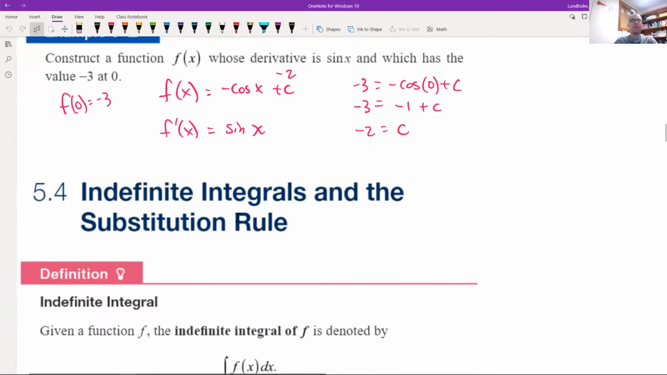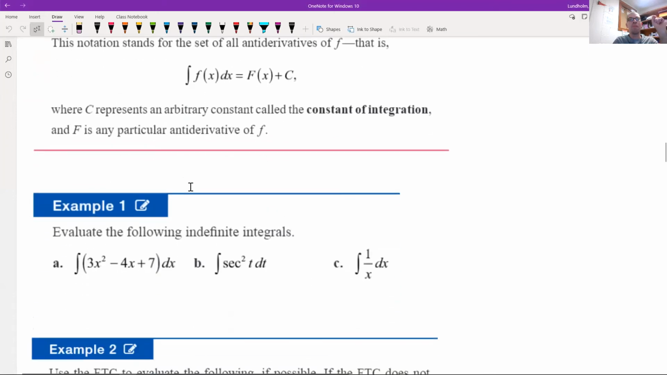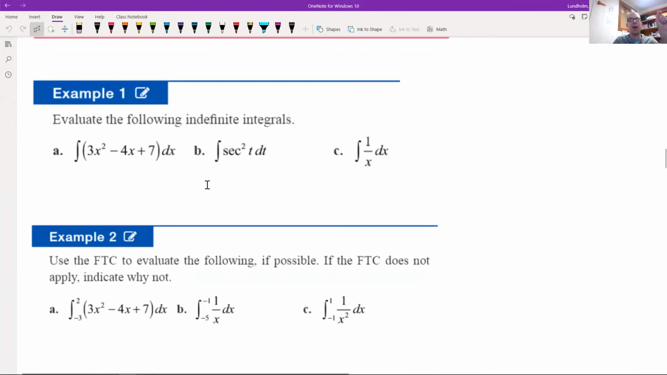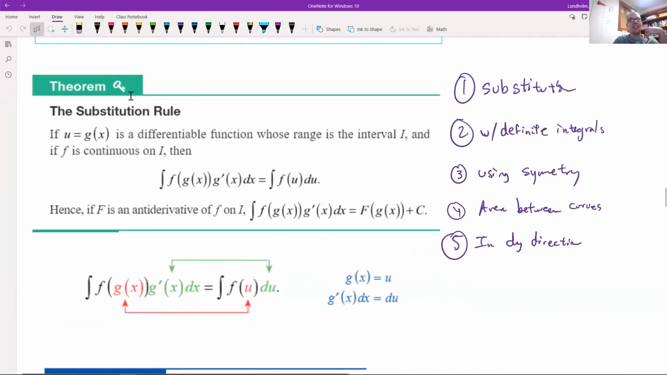Okay, the next section, we are not going to be able to get through this section, but I do want to introduce it. 5.4 is indefinite integrals and the substitution rule. So on this one, we are going to get more practice. These are just some kind of normal indefinite integrals that we've done in the antiderivative section. But what we're going to work on primarily in this section is the substitution rule, or what's normally known in the biz as U substitution.